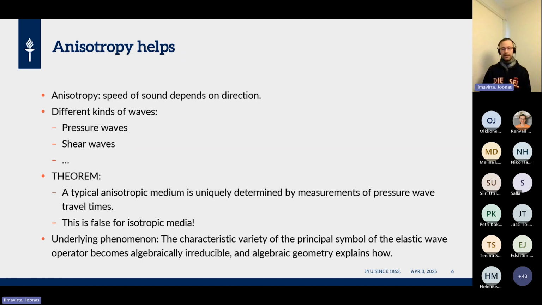But if your material is less symmetric, so that your model is in some sense worse, then the inverse theorem is stronger and you get this full uniqueness. The underlying phenomenon here, which may be a bit technical, is that the characteristic variety given by the principal symbol of the elastic wave operator becomes algebraically irreducible. And then we can start playing algebraic geometry to explain how this happens and when this happens and so forth. That is how differential and algebraic geometry end up playing together to save the day.